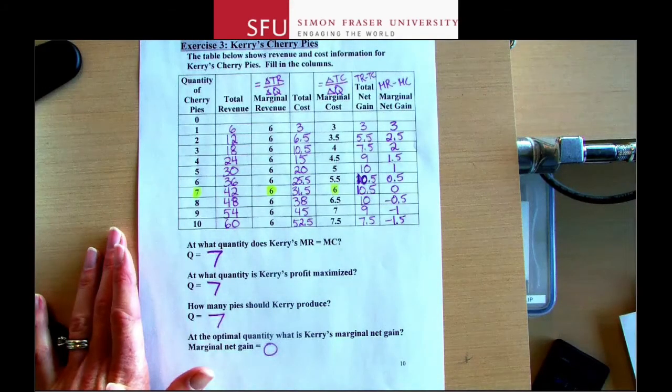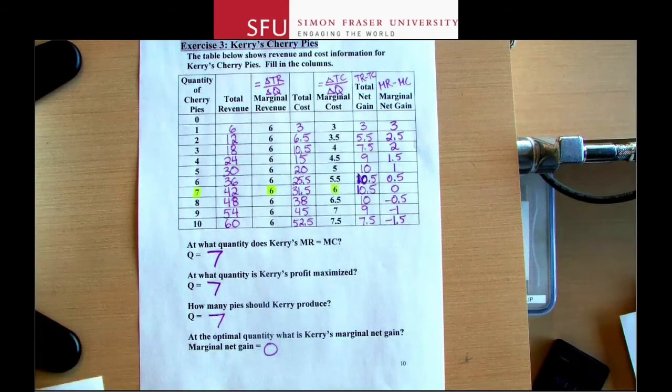Any other questions? Okay, good. All right, so that is marginal analysis. So now we're going to move on to the next topic, which is sunk costs.